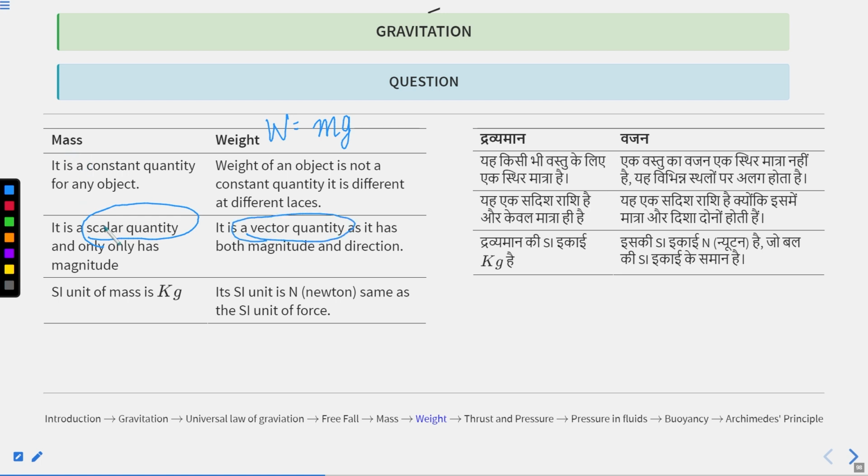The SI unit of mass is kg, whereas the SI unit of weight is Newton, because weight is a force. Is it clear, class? So you have to remember these 5 differences between mass and weight. Clear, class?